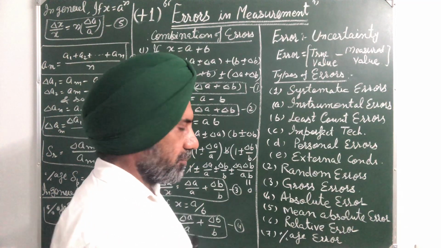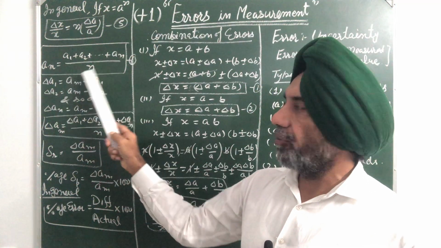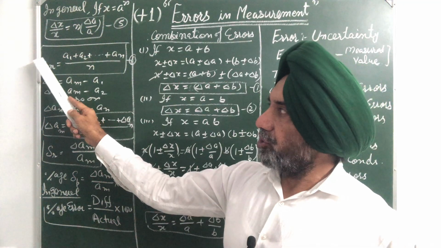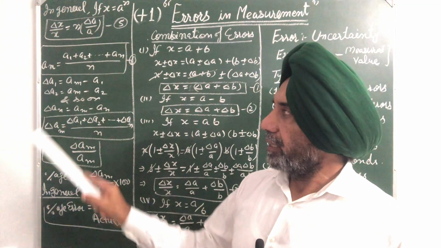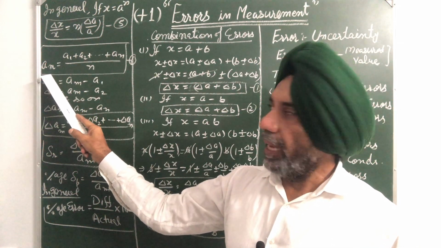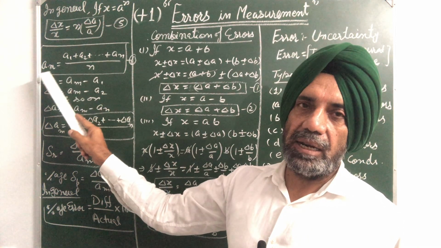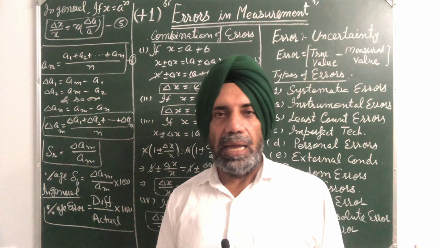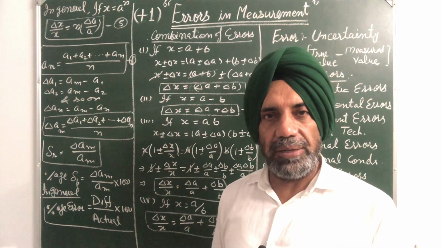Then absolute error. The best value that we calculate by taking arithmetic mean of all the n individual observations is different from each individual observation. The difference in mean value and individual value is known as absolute error in that individual value. That is, absolute error is the deviation of any individual measurement from the best value.